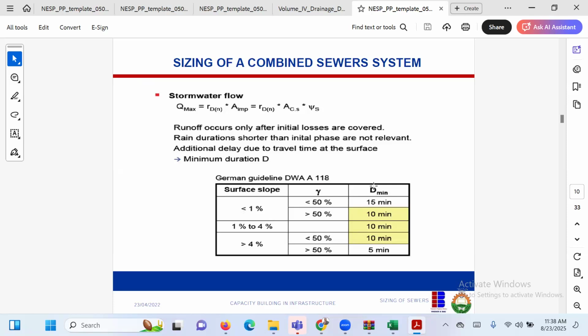Also, depending on the slope of an area, you can see what duration you should use. What duration you should use.